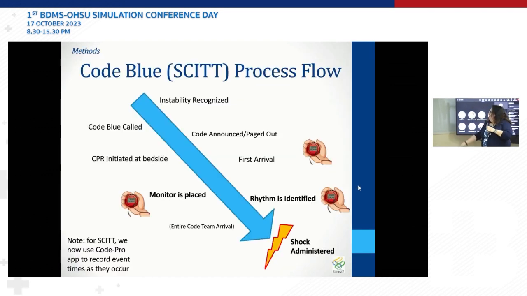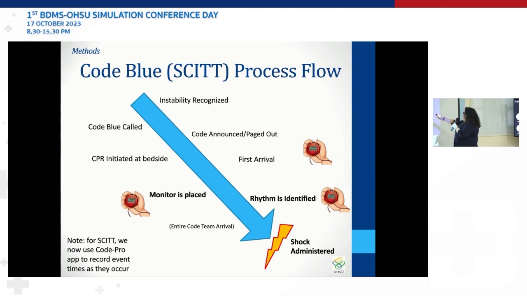There we go. So this is the process of when we run a mock code. The difference between a mock code and a real code is we know exactly when it started, because we're the ones making it happen. Instability is recognized, and the nurse or whoever found the patient calls overhead or yells out, "I need to call a code blue." It's called and it's paged out through the hospital. You hear that overhead, and then CPR is initiated at the bedside, hopefully, right?